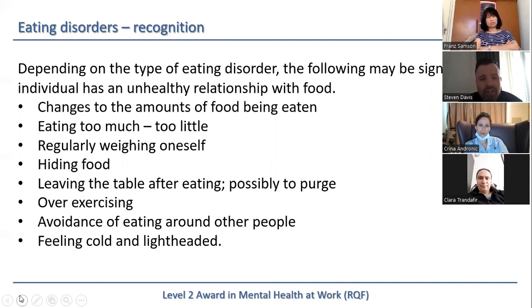but we're looking for unhealthy relationships with food. So we're looking for changes in the amount of food that they start to eat, either eating too much or too little, constantly weighing themselves. So it's a thing that's quite important to them. You may see them hiding food or squirreling food away. They may leave the table after eating, possibly to purge, so they go quickly to the toilet.